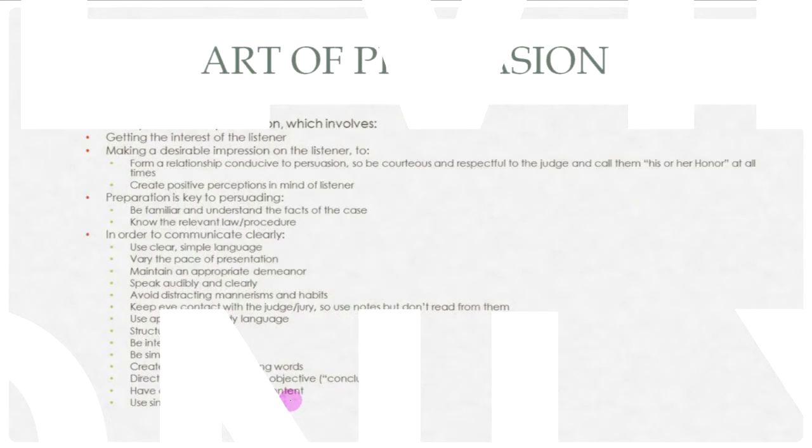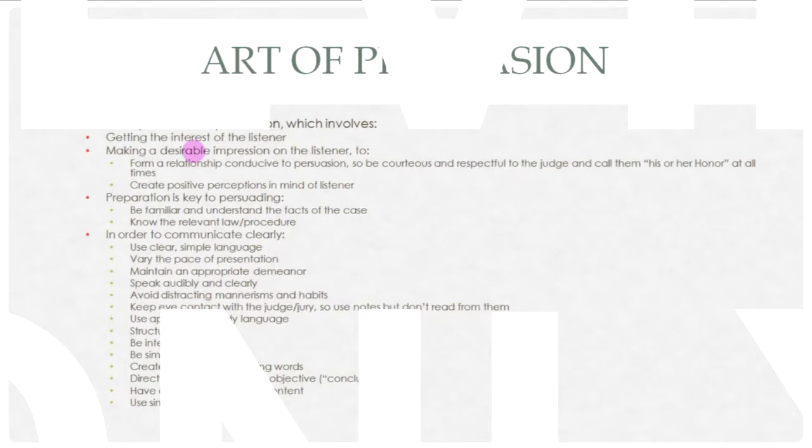Now, the art of persuasion. Advocacy is the art of persuasion, which involves getting the interest of the listener, making a desirable impression on the listener so you can form a relationship that's conducive to persuasion. So be courteous and respectful to the judge and call him or her Your Honour at all times, and create a positive perception in the mind of the listener. Preparation is key to persuading, so be familiar with and understand the facts of the case and know the relevant law or procedure. Now, in order to communicate clearly, you've got to use simple and clear language.